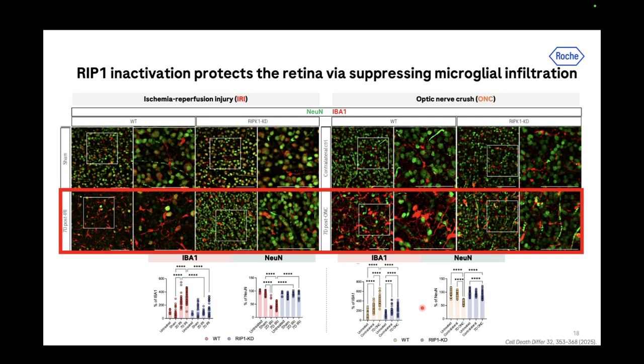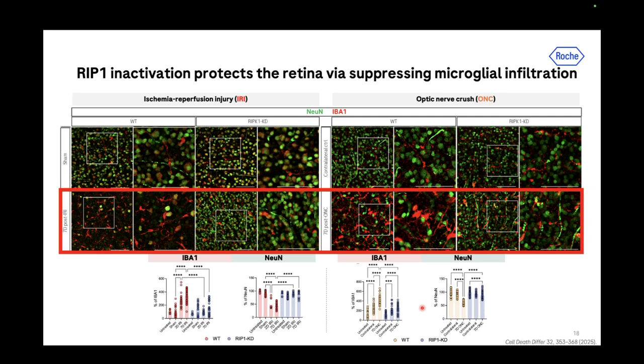So next, we evaluate whether RIP1 inactivation protects neuronal integrity in both the ischemia reperfusion and the mechanical injury, which is the optic nerve crush model. We wanted to understand how it modulates the inflammatory response at the site of the damage, specifically the RGC layer, so we performed flat mount staining of the RGCs using NeuN here in green as a neuronal marker. After 7 days of the IRI and optic nerve crush models, we visualize how RGC numbers were altered, as well as how microglia infiltrated the inner part of the retina.